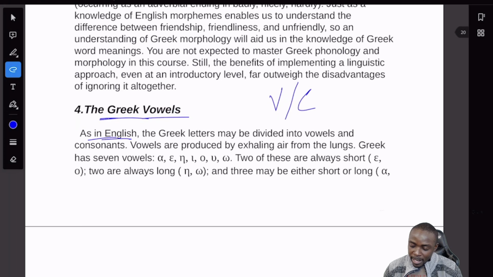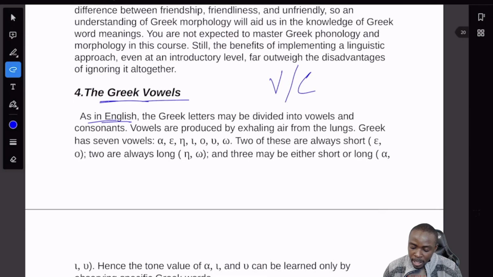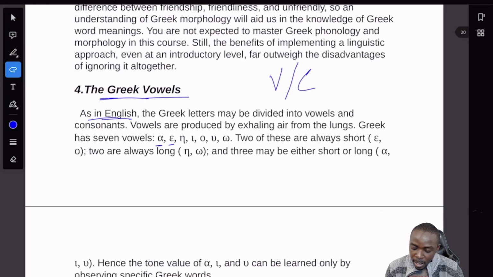Vowels are produced by exhaling air from the lungs. Greek has 7 vowels. We have alpha, epsilon, eta, iota, omicron, upsilon, and omega. So let me go over them again. You have alpha, and you see it looks like A, right? And you have epsilon, E, and then we have a long A, which is eta, and then you have iota, we know I, and then omicron, upsilon, and then we have a long O, which is omega, right?